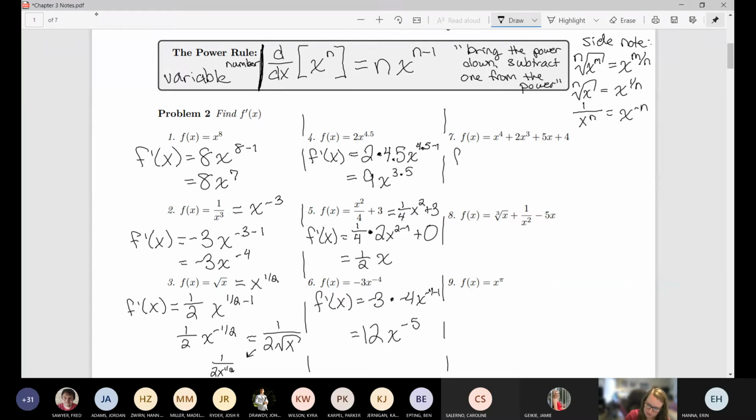And then on 7, we just have to take the derivative of each piece separately. So bring the power down, subtract 1 from the power. 2 comes along for the ride, bring the power down, subtract 1 from the power. Derivative of 5x is just 5. Derivative of 4 is just 0. So if we wanted to rewrite this, we would have 4x cubed plus 6x squared plus 5.